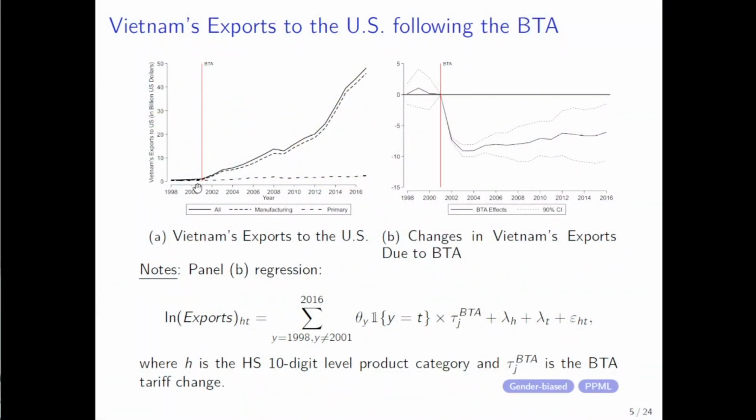So if you look at exports, you can clearly see that this just took off after 2001. Exports, especially manufacturing exports, and that drove total exports as well. If we look at 10-digit level exports, we see the impact of this BTA tariff change, which is column 1 minus column 2. Remember, this is going to be a negative number. So if you have a negative coefficient, it shows a positive impact, negative theta here. It shows a positive impact of the BTA, and you can clearly see the effect here.